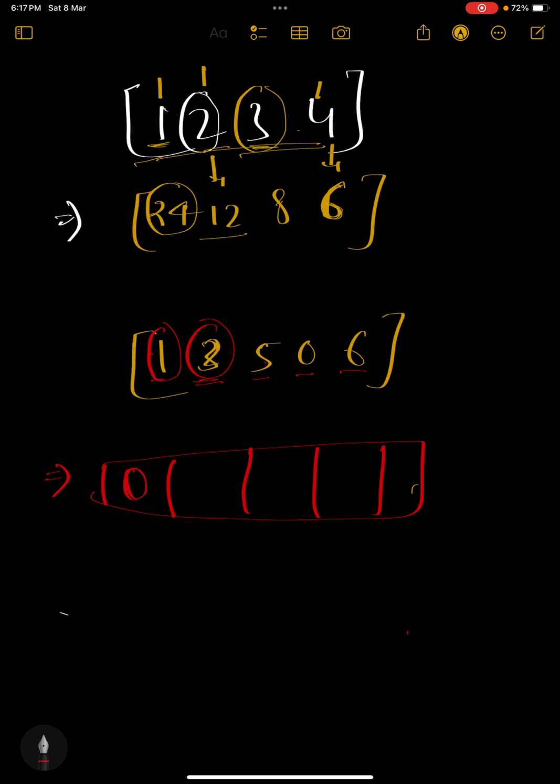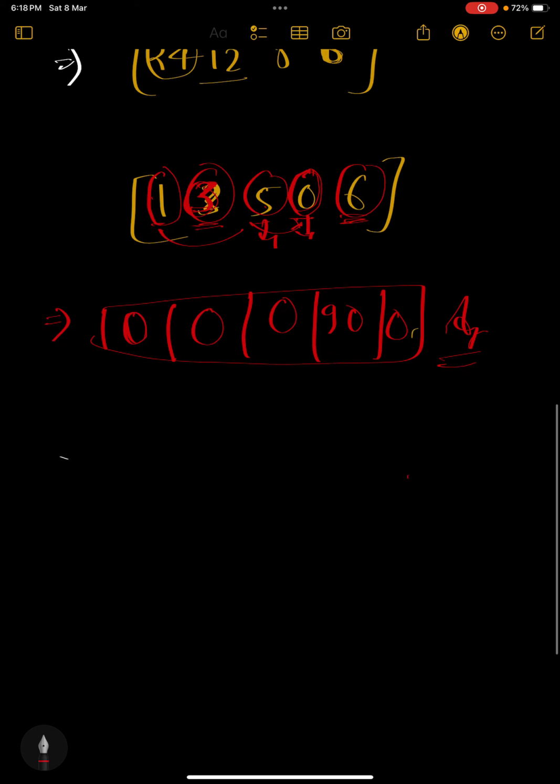1 into 5 is 5, and as you can see, any number multiplied by 0 gives 0. So when you leave out 3, the product is 5 into 1 is 5, 5 into 0 is still 0. So for 5, the answer will also be 0. For 0, we don't have to include 0, so what will the product be? 6 into 5 is 30, 30 into 3 is 90, so the answer will be 90. For 6, again 0 will be multiplied, so the answer will be 0. So this is the answer array, right?